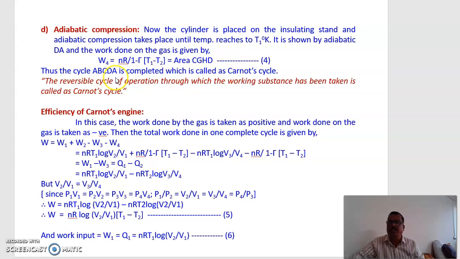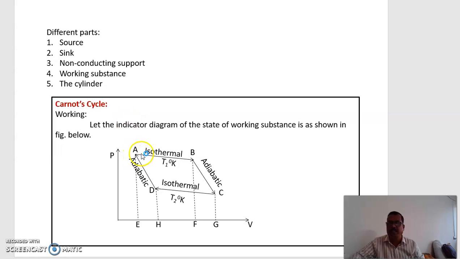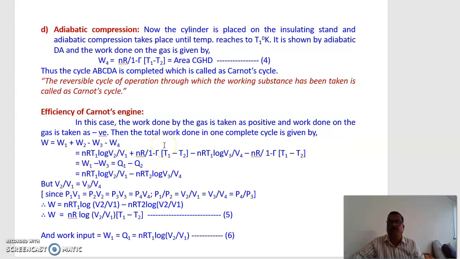Thus this cycle ABCDA is completed, which is known as the Carnot cycle. This can also be defined as the reversible cycle of operation through which the working substance has been taken, is called the Carnot cycle. Right? The reversible cycle of operation through which the working substance has been taken is called the Carnot cycle.